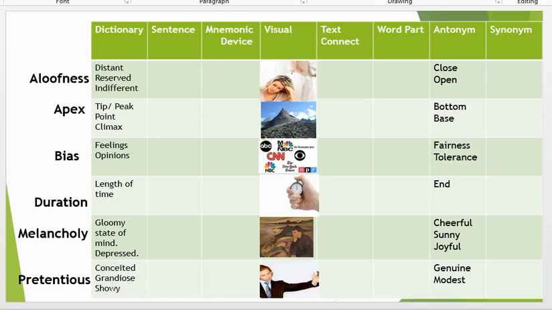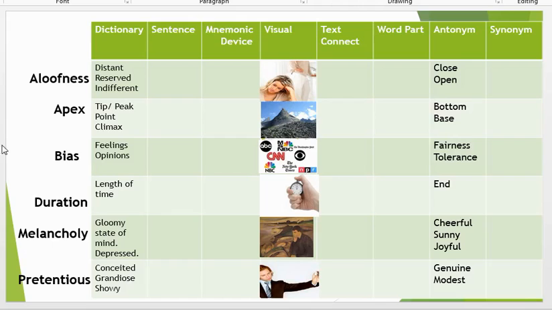So I just want you to get the idea of how a chart like this can help you. And this is a chart, again, of 8 different word attack strategies that you can use when you don't know a word. Are you taking notes?